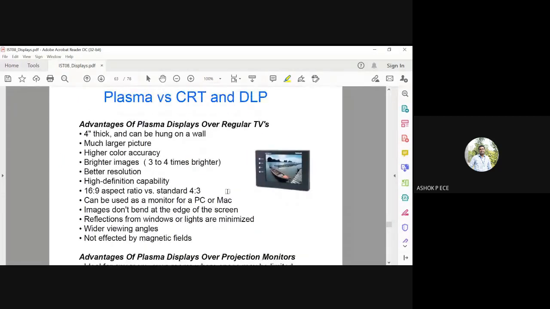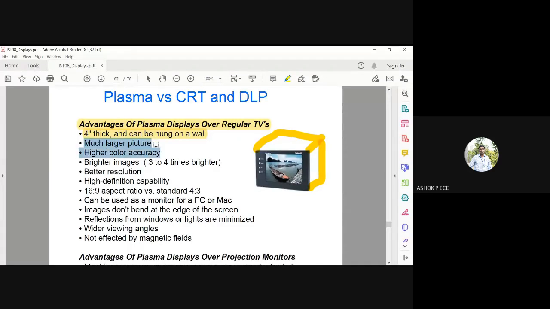Now plasma versus CRT. So what is the advantage of plasma over regular TV? Conventional TVs in those days were using only CRTs, right? Plasma is 4 inches thick and can be hung on the wall, and it is a flat panel. Even plasma is going to be a flat panel device, but with your CRT, I told you, you will be seeing this big 3D structure on the back of a CRT.